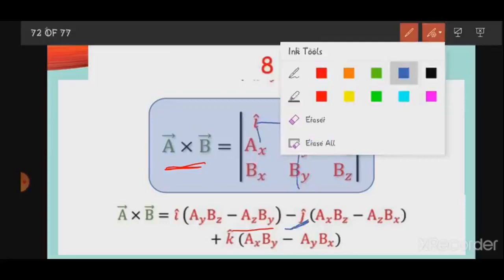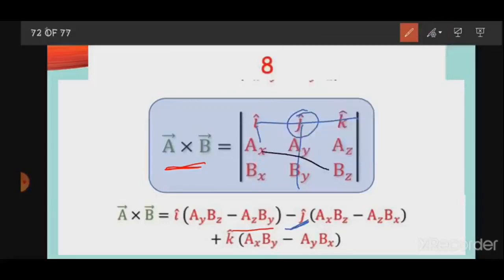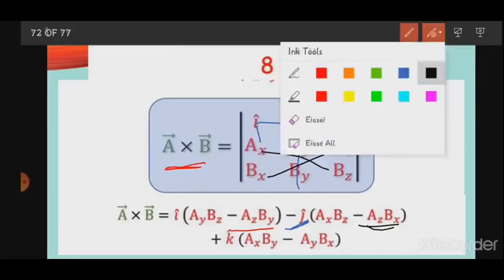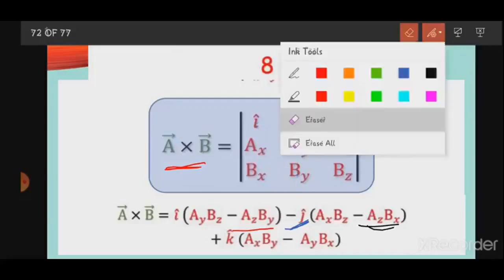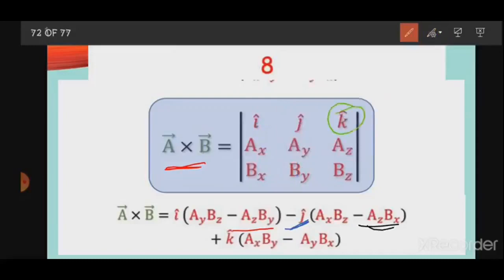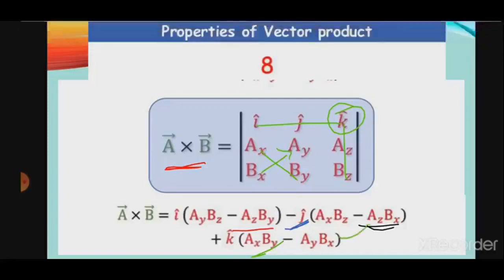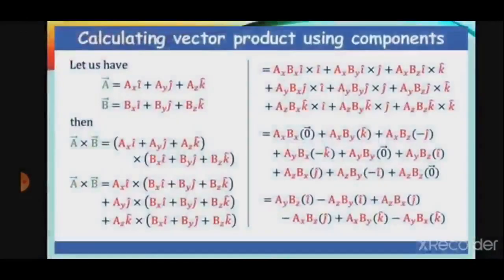Now calculate Ax and Bz minus Bx Az. Are you clear, children? Okay, then last component of K unit vector. This is a K unit vector, row and column is cancelled. Now multiply Ax and By minus of Bx into Ay. This is the result.